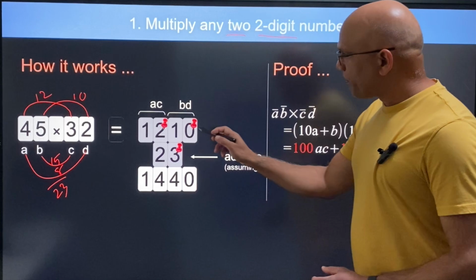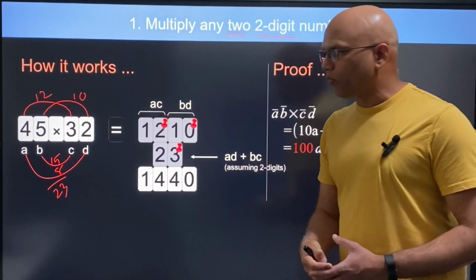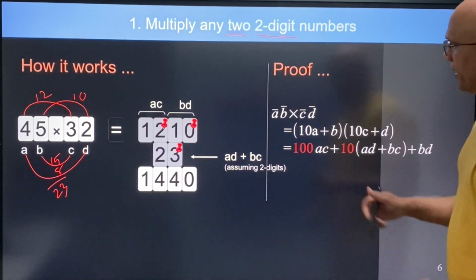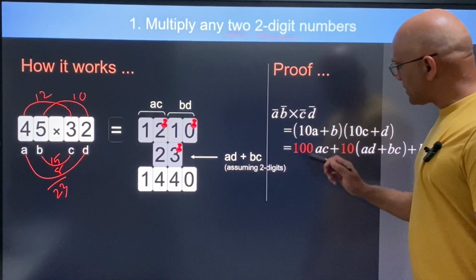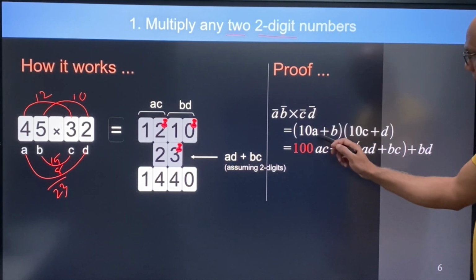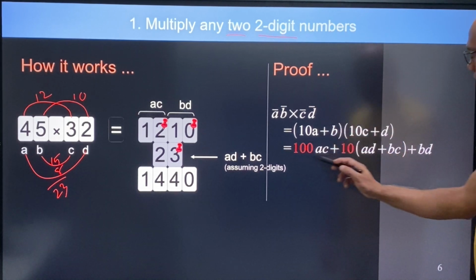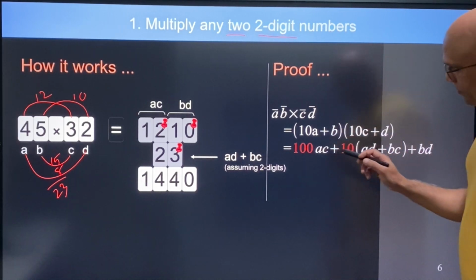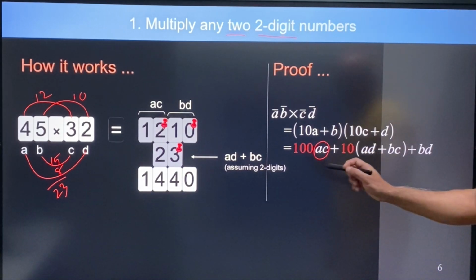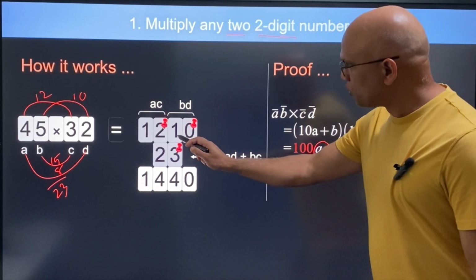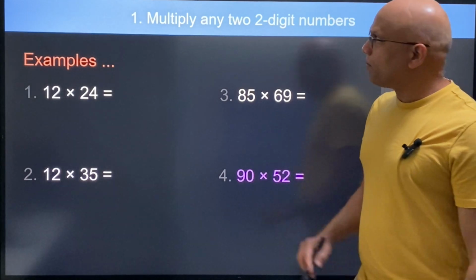Now, where I place this is based on the second multiplication fact, the place of influence, but you can also prove it independently. I can represent the 2-digit numbers like this and expand this in terms of place value like so, and then using the distributive property, this is what I get. As you can see, the coefficient of AC is 100, meaning the AC goes after 2 spots, and similarly for the other terms. All right, let's do some examples.